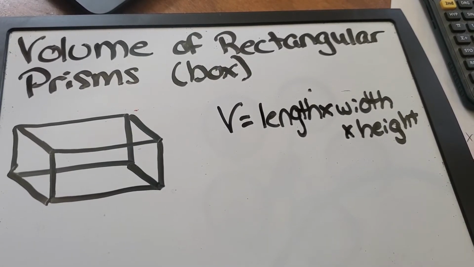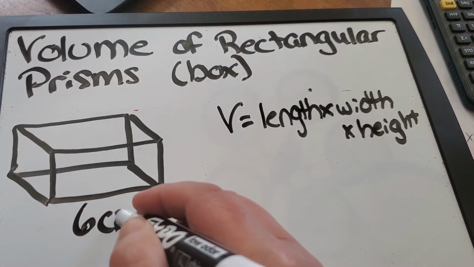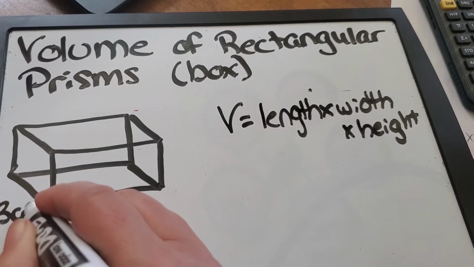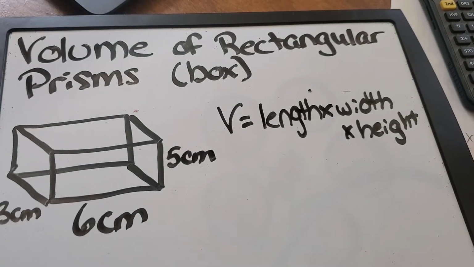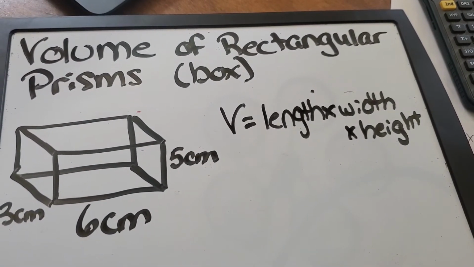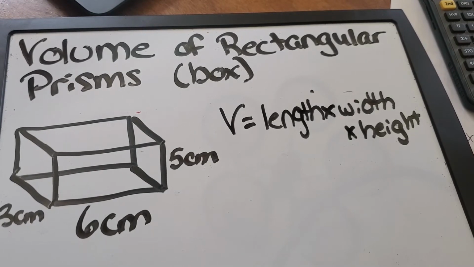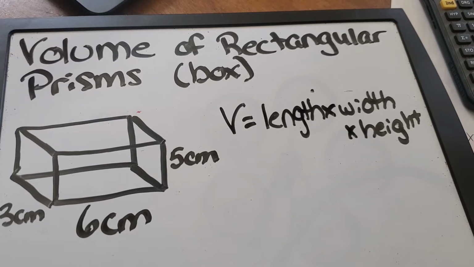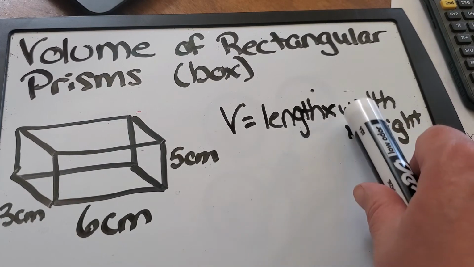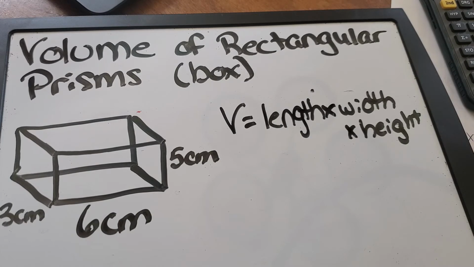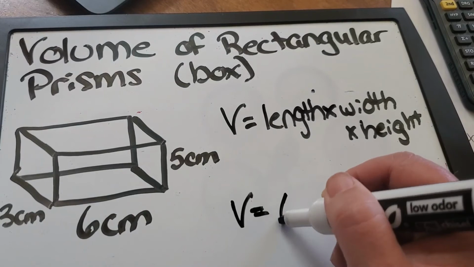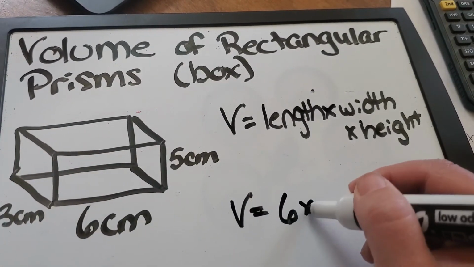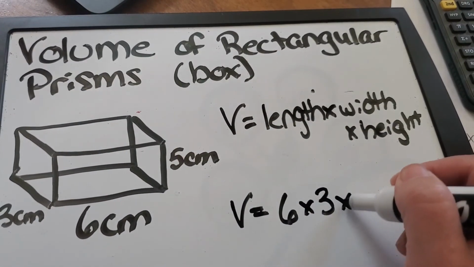So let's say on this box here, I had a length of 6 centimeters, a width of 3 centimeters, and a height of 5 centimeters. And I want to find the volume. All I have to do is length times width times height. Now, lots of times people will say to me, how do I know which is the length, which is the width, which is the height? Honestly, it really doesn't matter. You're just multiplying the 3 dimensions together, so you can multiply in any order and you'll get the right answer. But the length is usually the long side, the 6. The width is usually the shorter side, which is 3. Obviously, the height is 5.